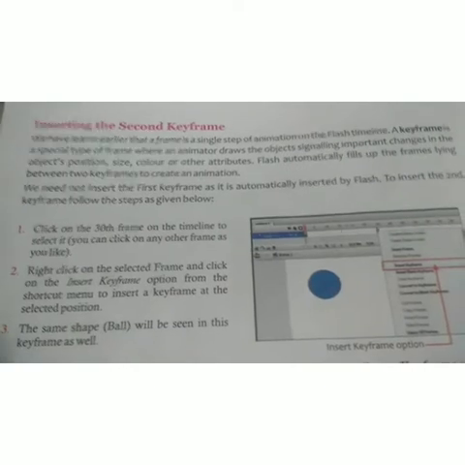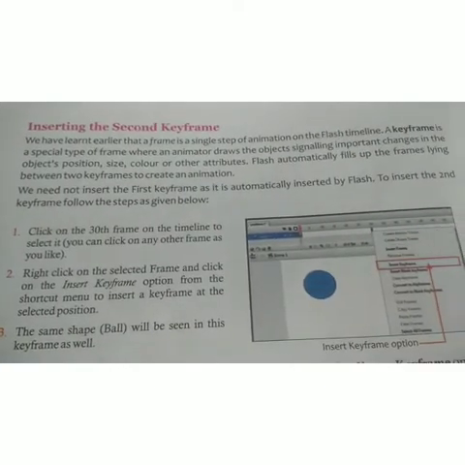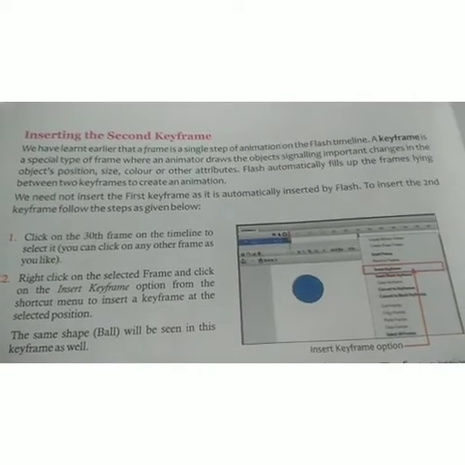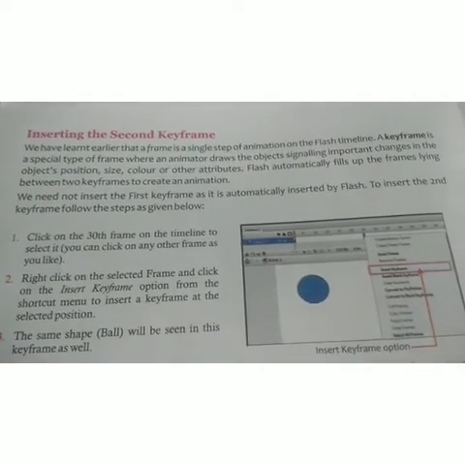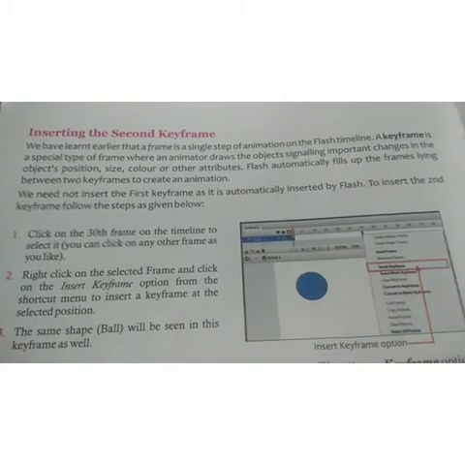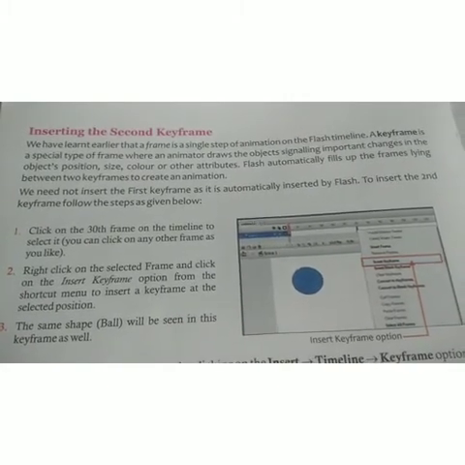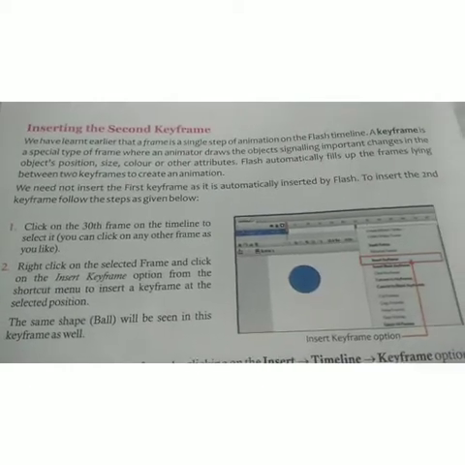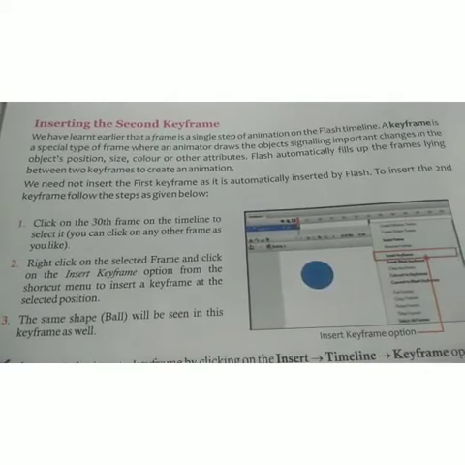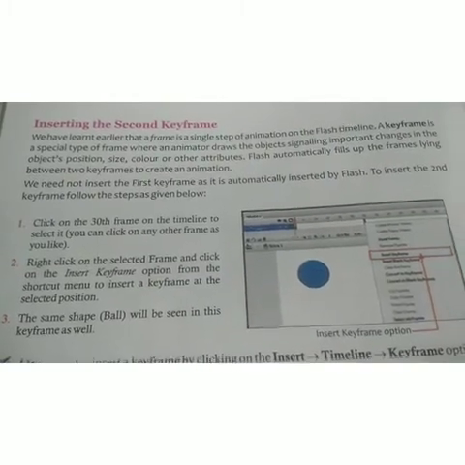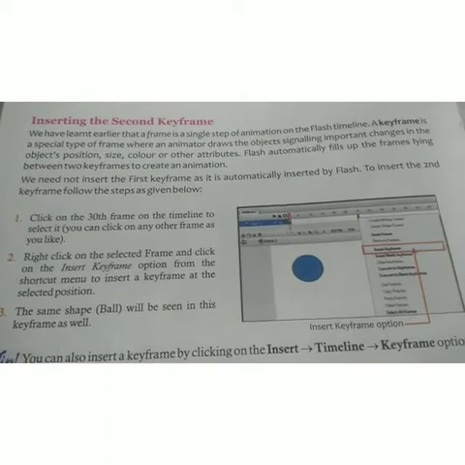Now the next topic is inserting the second keyframe. We have learned earlier that a frame is a single step of animation on the Flash timeline. A keyframe is a special type of frame where an animator draws the object, signaling important changes in the object's position, size, color or other attributes. Flash automatically fills up the frames lying between two keyframes to create an animation. We need not insert the first keyframe as it is automatically inserted by Flash.